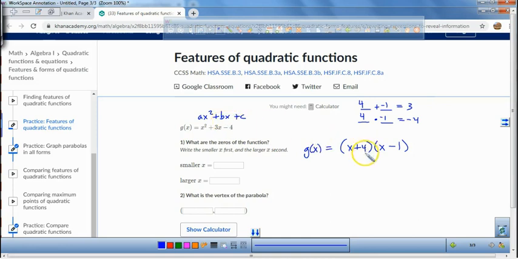So what number plus 4 equals 0? That would be negative 4. And what number minus 1 equals 0? Well, that's positive 1. So our smaller 0 is negative 4, and our larger 0 is positive 1. So just by factoring, that allows us to find it.